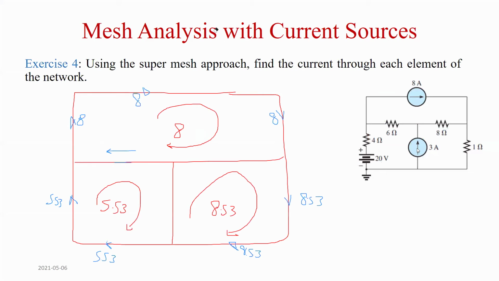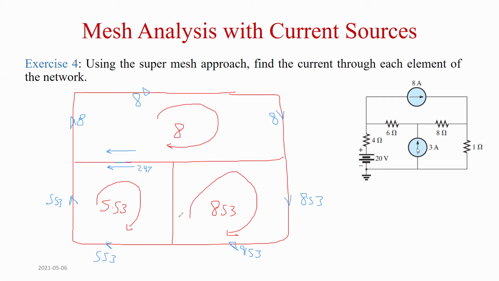So the total in this branch is going to be the difference. So it's 8 minus 5.53, which is 2.47. And it's in this direction because the 8 is more than the 5.